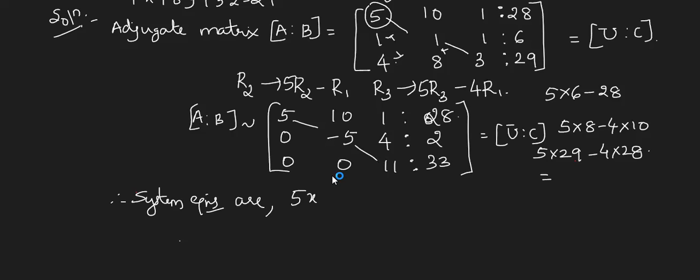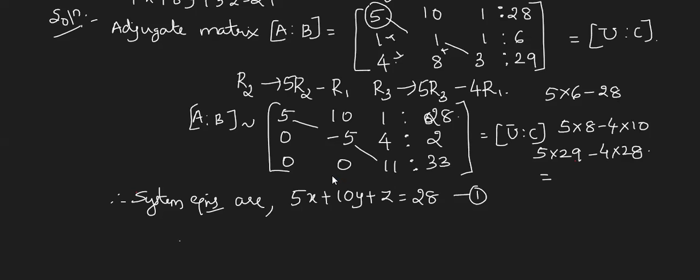See, this first column is for the coefficient of x, these are for the coefficient of y, this is for z, and these are the constants on the RHS. Tell me how to write this equation. 5x plus 10y plus 1z equal to 28. I'll call it equation 1.